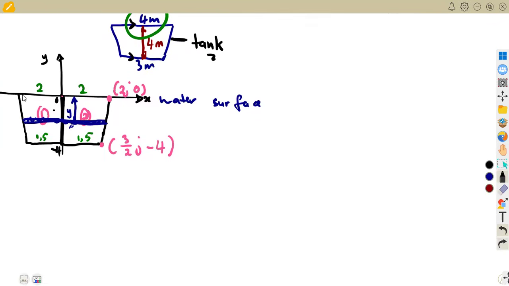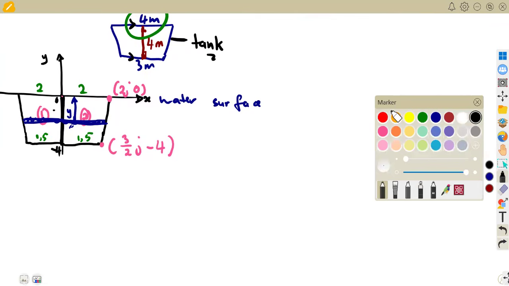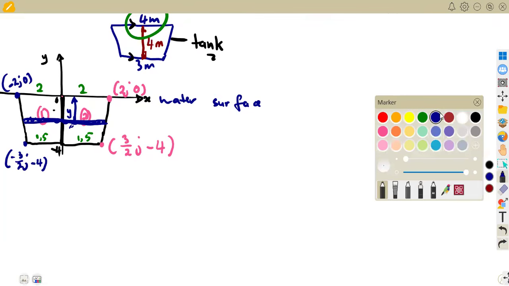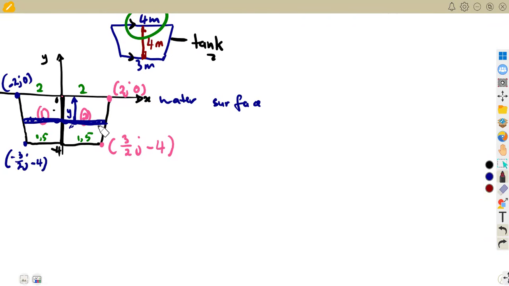You could have used this side, but that side, it means your points now are on the negative. So remember, it is symmetrical. So this will be at (-2, 0) if you want to take this side, and this will be on the negative side, 1,5 but on the negative. So it will be -3/2 as a fraction at -4. So that is it. So I'm just going to work with this side. This is what we are used to, guys. We've been working with this side. So I do not want to bring any confusion in our understanding.